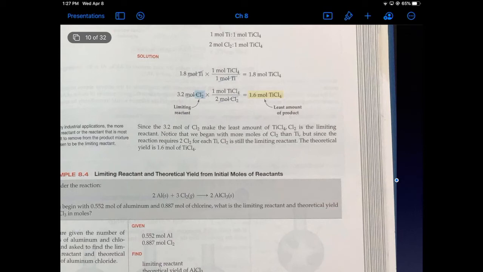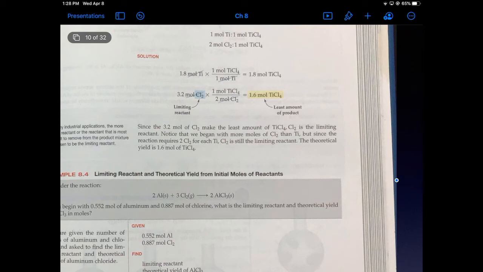Check this out. A lot of students make a common mistake here. They'll see, ooh, the 1.6 moles of titanium chloride is smaller, so their brain will immediately want to tell them that that's the limiting reactant. But no. Number one, that's product. That's not even a reactant. And yeah, it's all wrong. Don't make that mistake. Okay, the chlorine is your limiting reactant. It's based on the fact that it's only allowing you to make the 1.6 moles of titanium chloride, which is smaller than the titanium would.